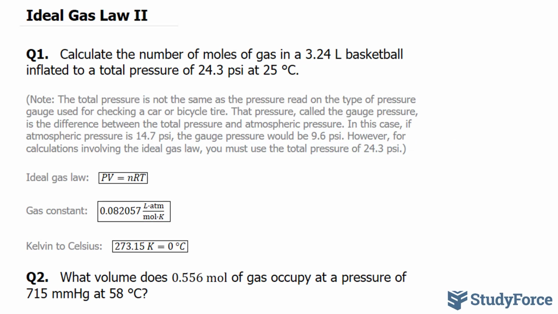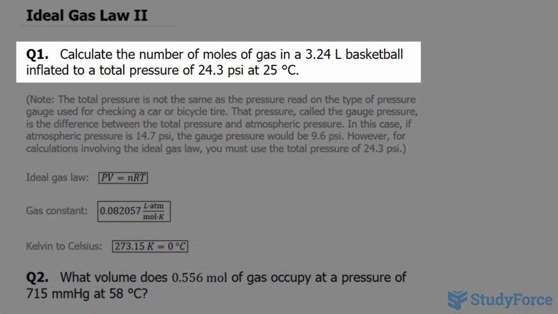In part 2 of our ideal gas law series, we'll be answering 3 more questions. The first question reads: calculate the number of moles of gas in a 3.24 liter basketball inflated to a total pressure of 24.3 psi at 25 degrees Celsius.